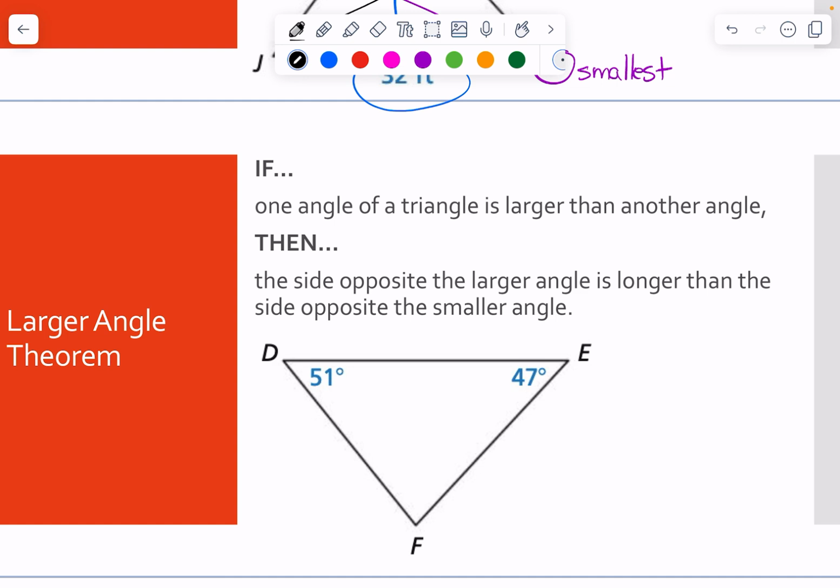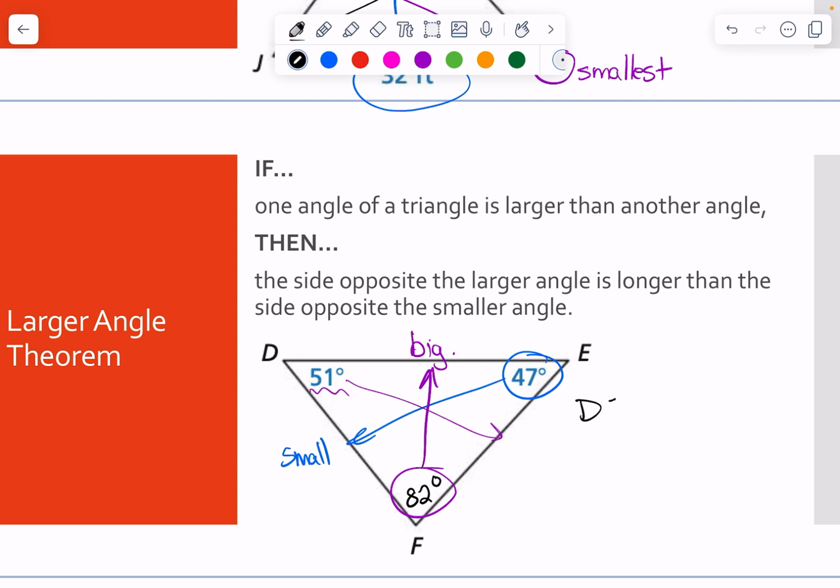So when we look at these, just by doing a little basic math, we know this angle has to be 82 degrees. So therefore, when I look at this, I know 47 is the smallest, and then I also know 82 is the biggest, and then we know 51 has to be somewhere in the middle. So if we write that out, I know that DF has to be less than FE, which has to be less than DE. Okay? So that's how we use that.